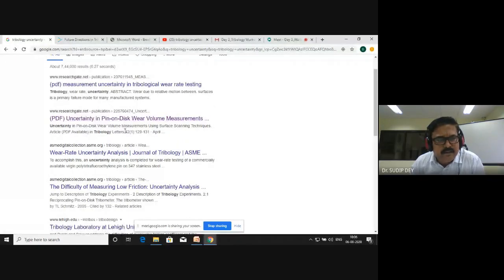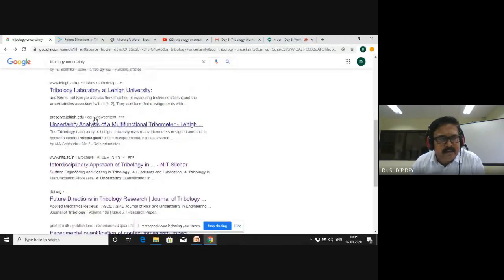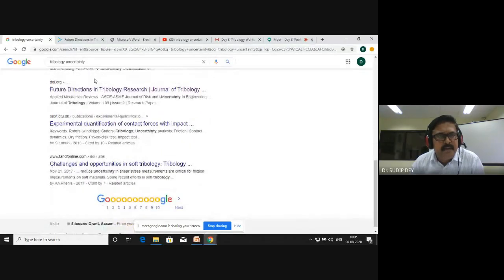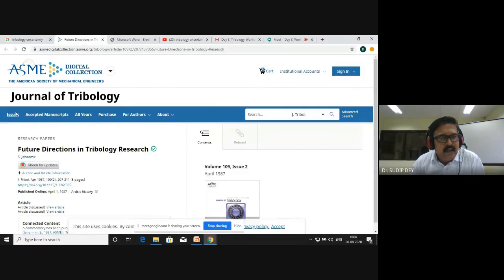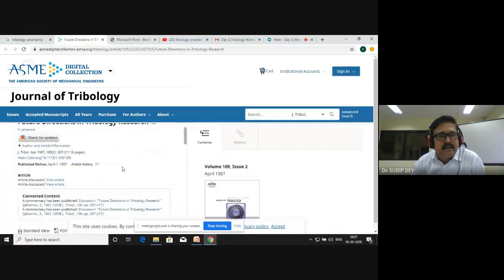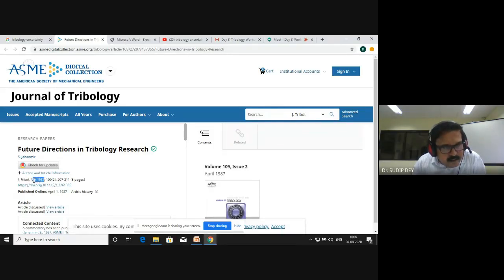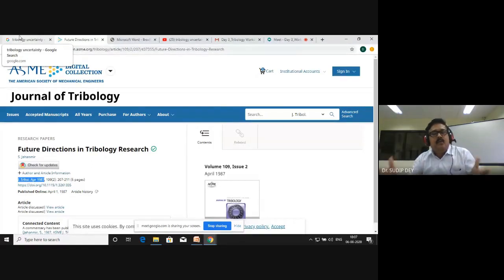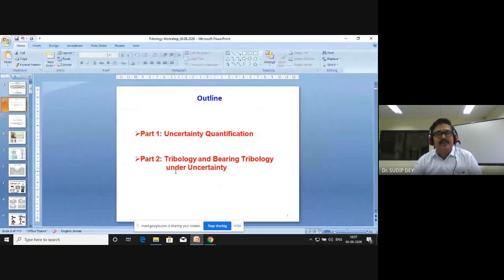Most of the papers, whatever resources we have available till date, I have searched, and one important feature we found in the Journal of Tribology, Future Direction in Tribology, wherein it is mentioned that uncertainty quantification can be one big area in tribology. And you will be surprised to know this paper was published in the year 1987, so it's quite long back. And as of date, uncertainty quantification in the area of tribology has not been properly addressed. It should be addressed, but till date, we have not gone through that.